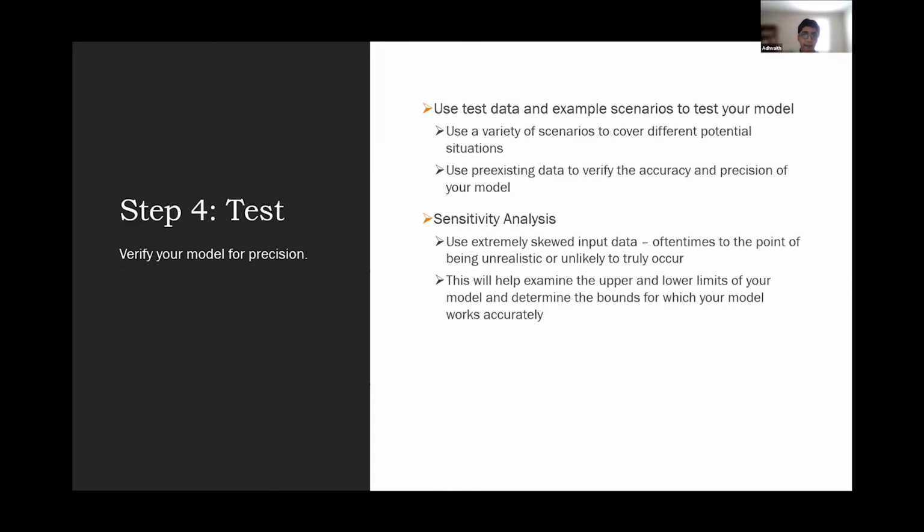And so we use extremely skewed input data, and sometimes this can be unrealistic or unlikely to occur. But the reason we do this is so that we can determine the upper and lower limits of the model, and we can determine the range of values for which our model can actually give you an accurate output. And this prevents people from using the model in situations where it might not be as helpful. And it can also tell us when we need to revisit the model and tweak it so that it still works at these upper and lower extreme limits.